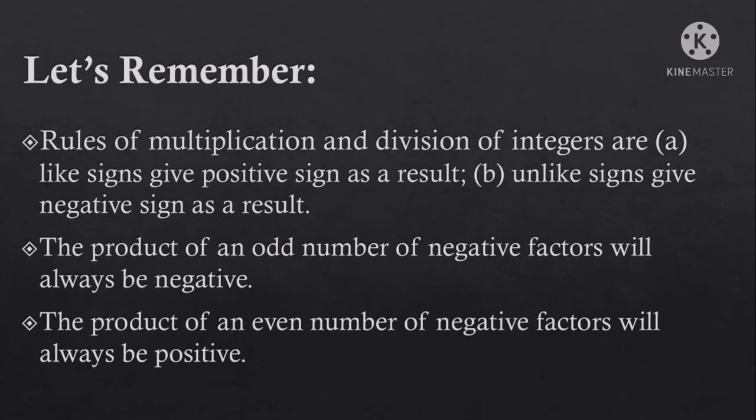Let us always remember that the rules of multiplication and division of integers are: like signs give a positive sign as a result, and unlike signs give a negative sign as a result. And the product of an odd number of negative factors will always be negative, and the product of an even number of negative factors will always be positive.